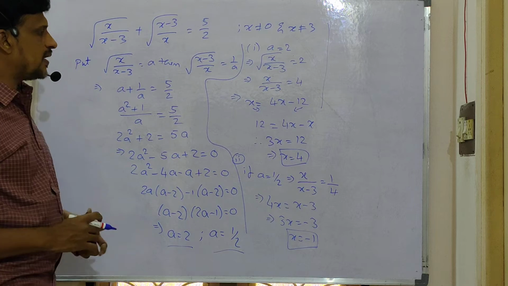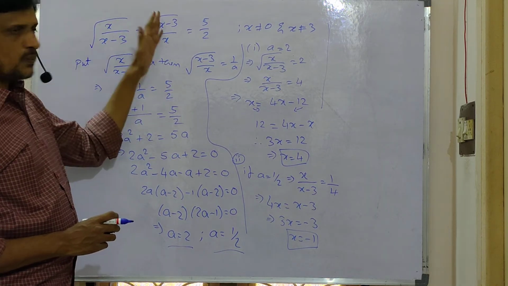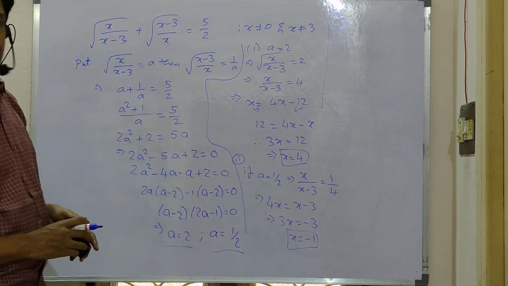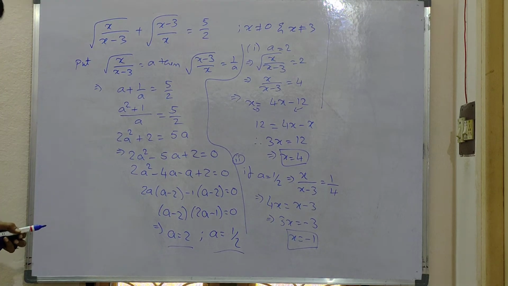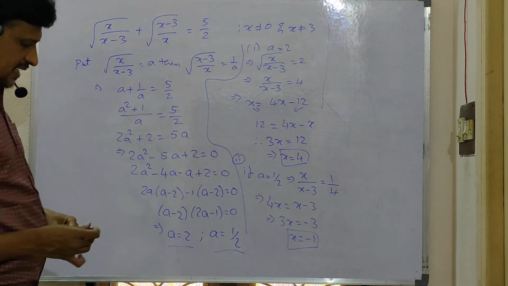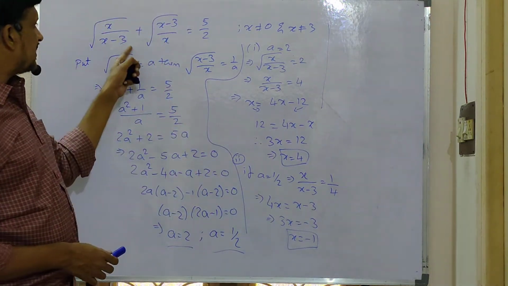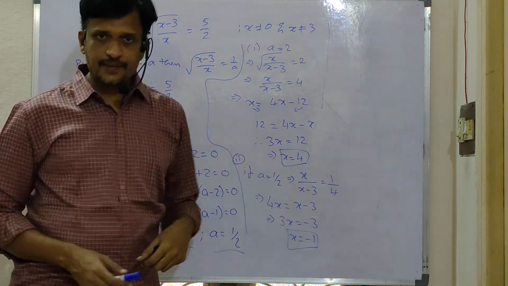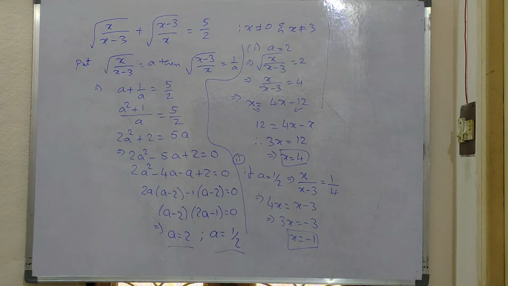So by taking these two values, you are getting 2 plus 1 by 2 in the first case, 1 by 2 plus 2 in the second case, both are equal to 5 by 2. So that is the required solution. Here the values of x are 4 and minus 1. So the important thing is, here the first term is square root of x by x minus 3 and the second term is reciprocal. So let the first one be a, then the second one will be 1 by a. Observe the solution here.